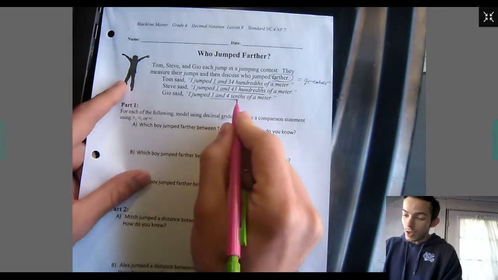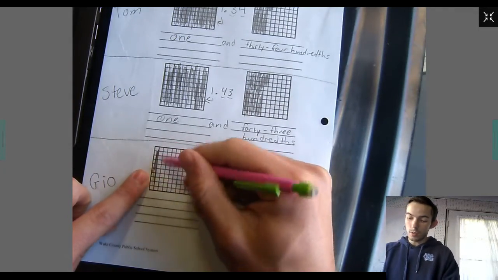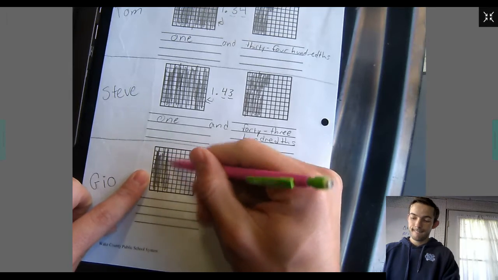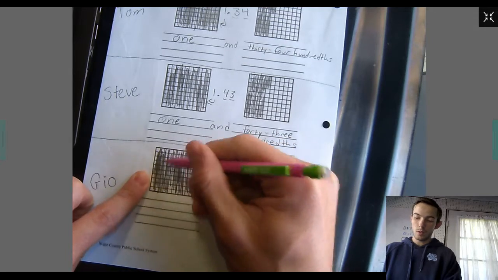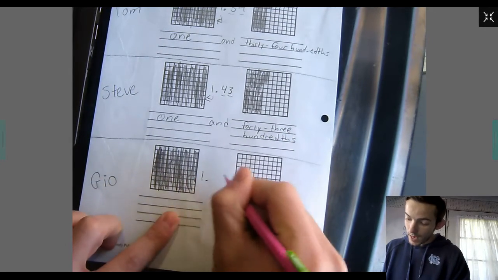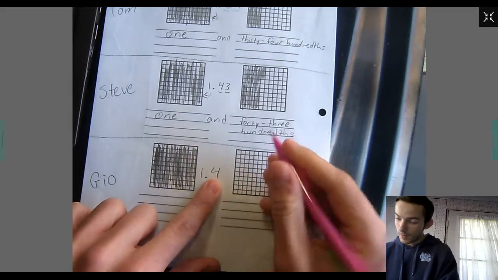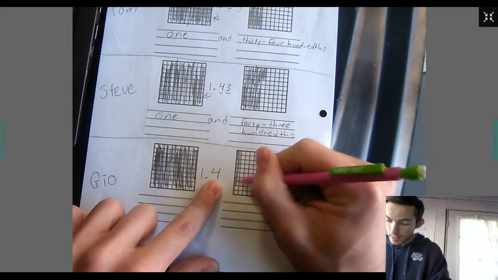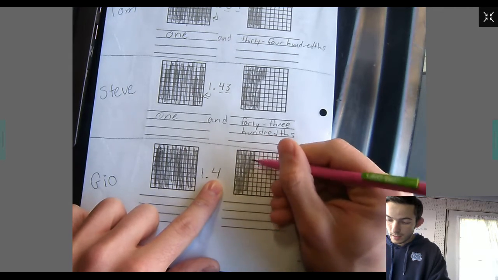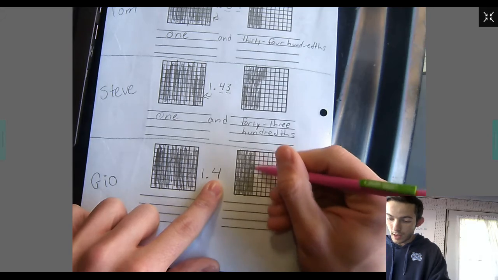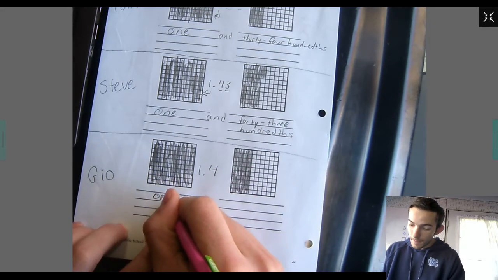Okay, now Geo, turn back. He says, I jumped 1 and 4/10 of a meter. Again, one whole meter shaded in. Doesn't have to be beautiful, but we understand that it is one whole. 1 and 4/10. 1/10, 2/10, 3/10, and here we stop at 4/10. 1 and 4/10.